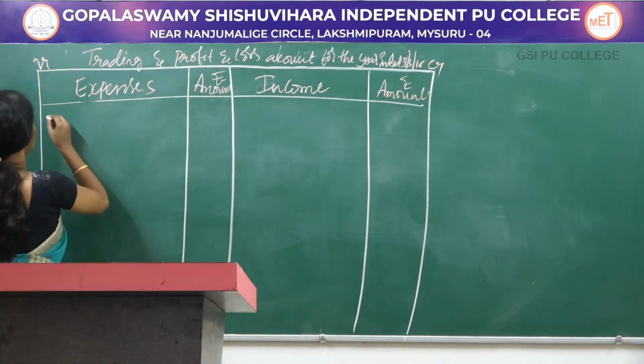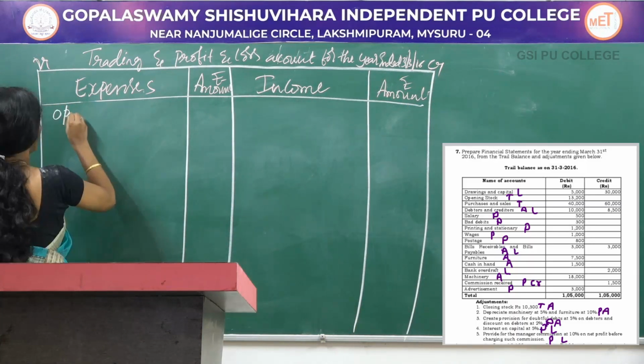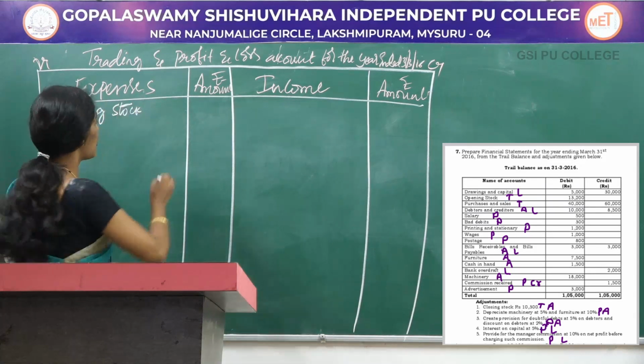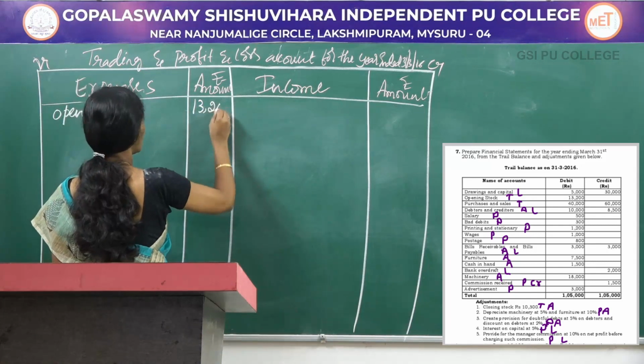So now start with opening stock. Opening stock on the debit side. What is the amount of opening stock?